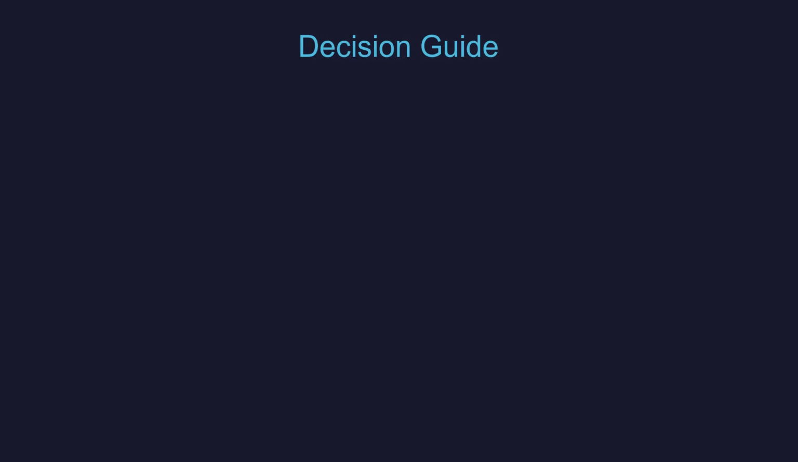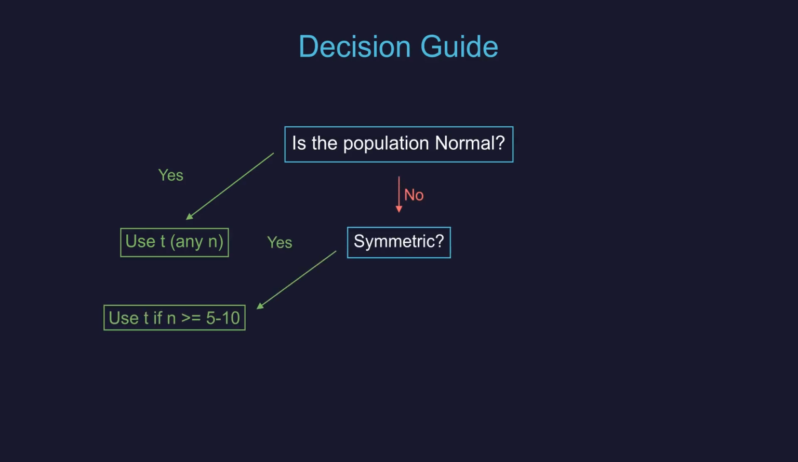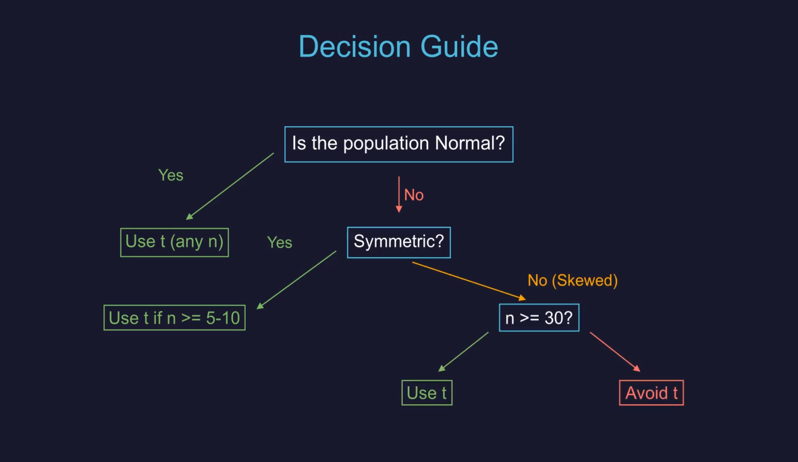Here is a simple decision guide. First ask, is the population normal? If yes, use T with any sample size. If not, is the distribution at least symmetric? If symmetric, T works with n of 5 to 10 or more. If the distribution is skewed, check if n is at least 30. If yes, the central limit theorem provides enough protection. If n is small and data are skewed, avoid T procedures and consider non-parametric alternatives.